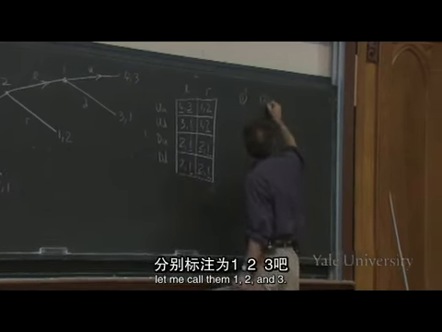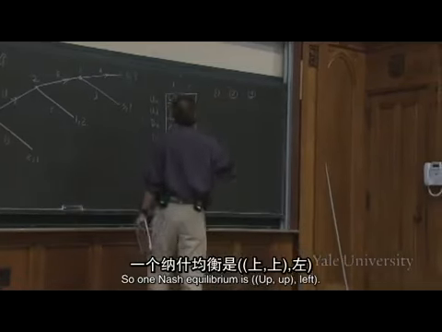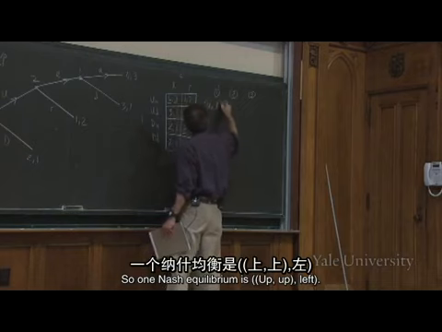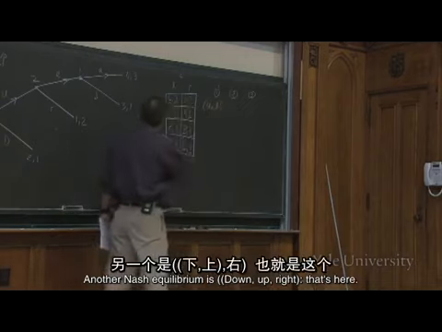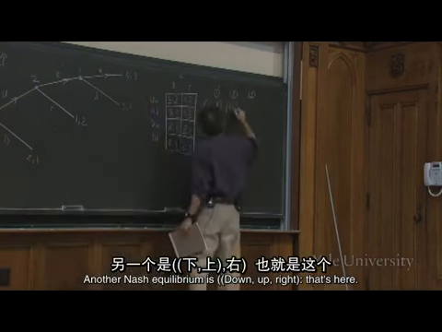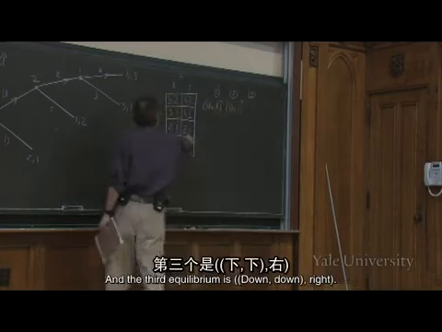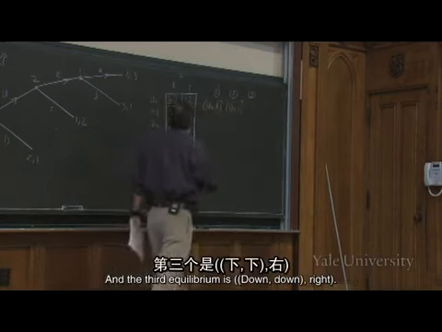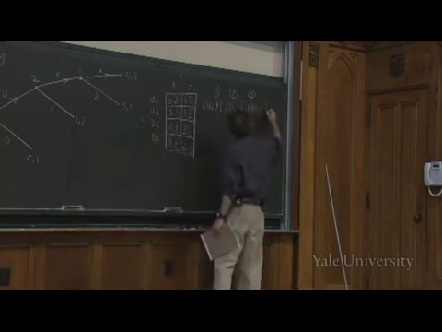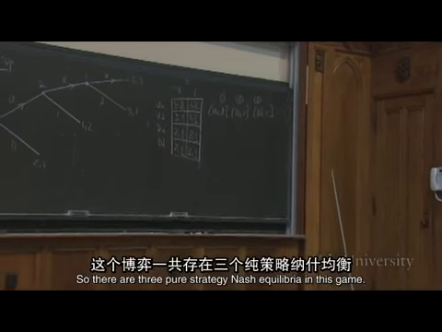Let me call them 1, 2, and 3. All right, so one Nash equilibrium is up, up, left. Another Nash equilibrium is down, up, right. That's here. And a third equilibrium is down, down, right. All right, so there are 3 pure strategy Nash equilibria in this game.